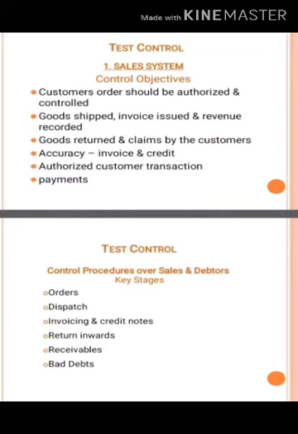Then goods returned and claims by the customer. If any goods are returned, then the goods return has to be recorded, and if any claims were made by the client, maybe discount or any other offers given by the company, that has to be checked by the auditor. Then the invoice and the credit should be appropriately checked for accuracy. So accuracy has to be maintained. Then there has to be authorization.